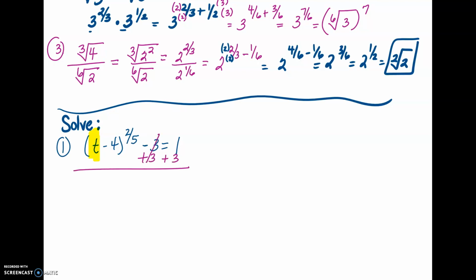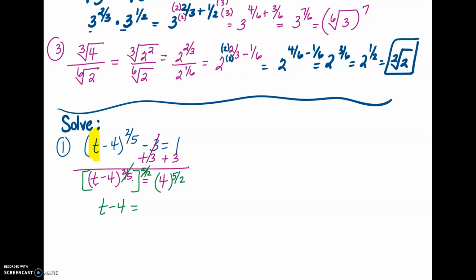So that's going to help us. Now we still have (t - 4)^(2/5) = 1 + 3, which is 4. I want to get rid of this 2/5 power. I do this by multiplying by the reciprocal. 2/5 times 5/2 becomes 10 over 10, which is 1. But I also have to multiply the other side by 5/2. So by multiplying this by 2/5 times 5/2, I get t minus 4. I'm getting closer to getting t by itself.